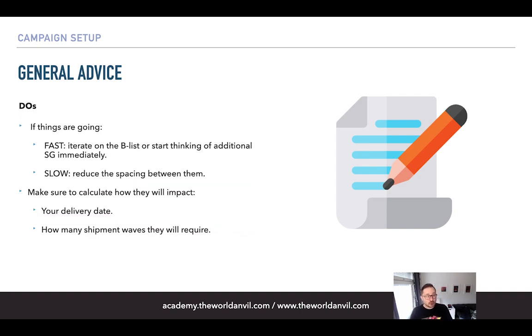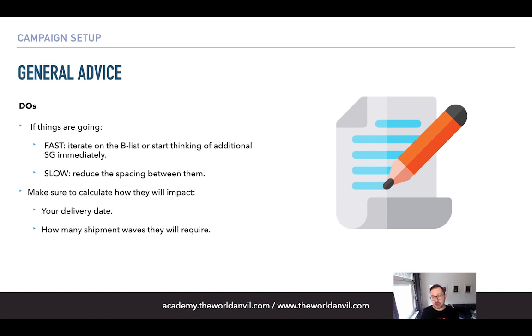Other things to do, so if things are going really fast, I think you should really look again at that B list that you compiled in the beginning and check again if it still makes sense. And start making them concrete stretch goals. Okay, so this was the idea. Okay, now how do we actually make it into a stretch goal? Where do we place it? What is the condition for unlocking it?